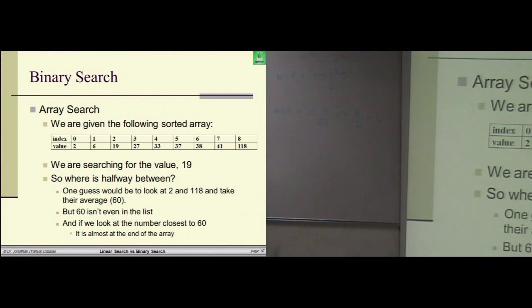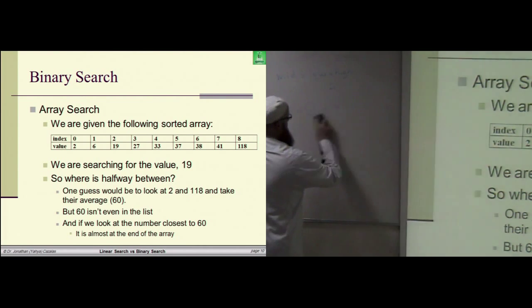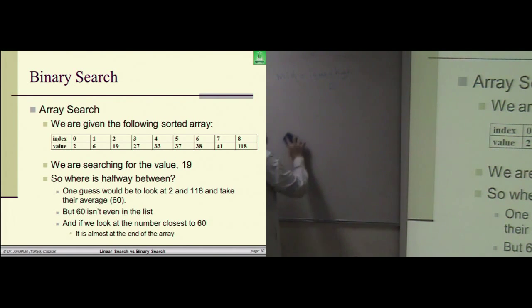2 plus 3 is 5. 5 divided by 2 is 2. So the middle is 2. And we say, are you 19? Yes. Done. This is how the algorithm will work. Okay? So let us do one more, but let us actually get to the code first. Then we'll do one more example.